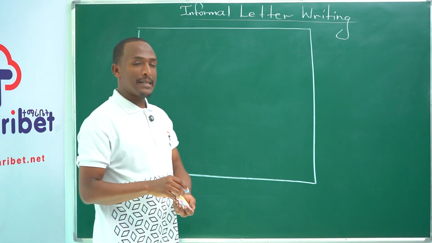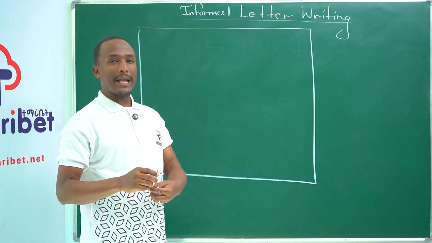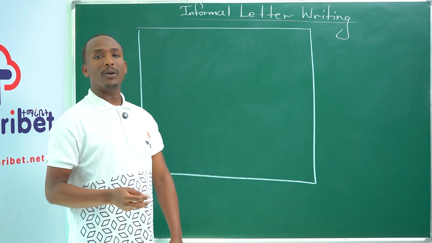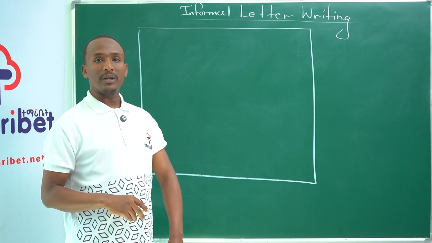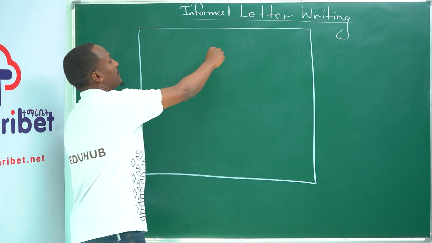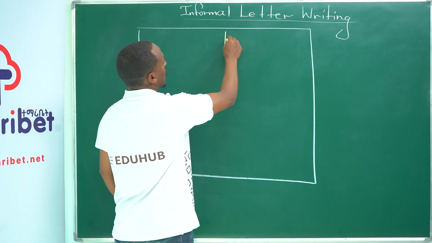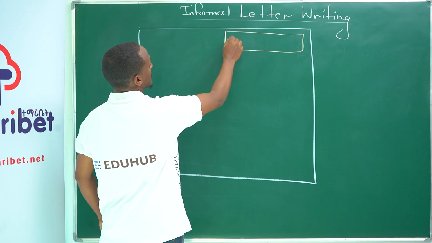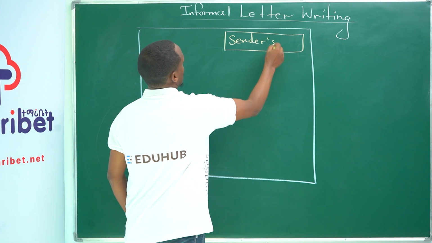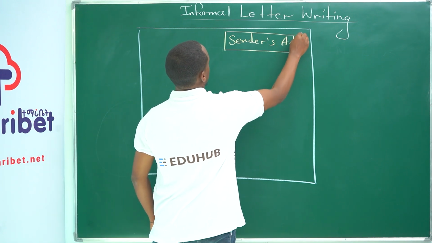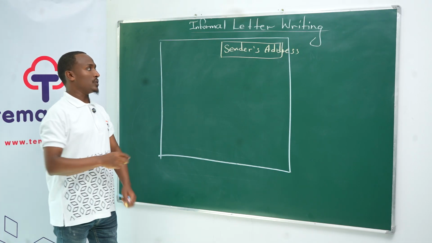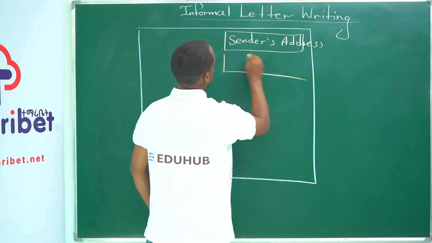Assume that this is an A4 paper or any kind of paper, whatever color or shape your paper has, and whatever picture or background your informal letter has. The first step, at the top right corner, is the sender's address. After the sender's address, you are going to write the date.